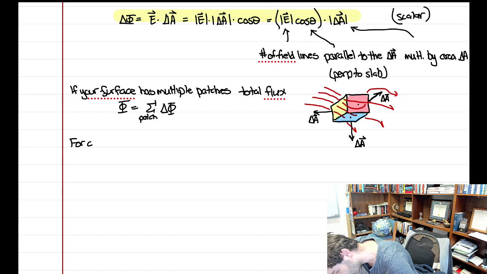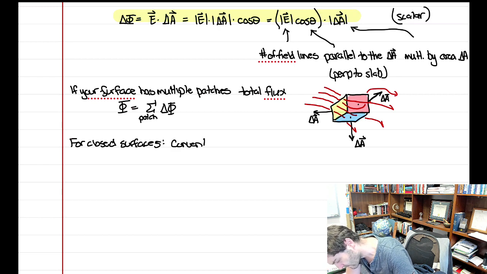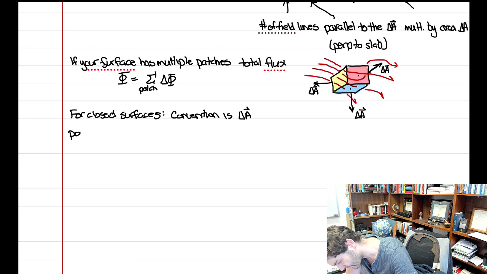For closed surfaces, the convention is that delta A points from the inside out.